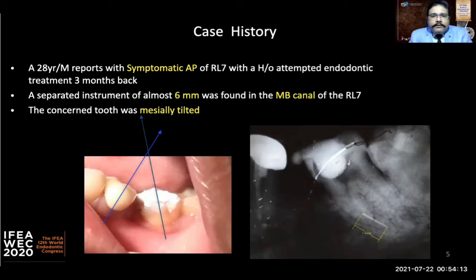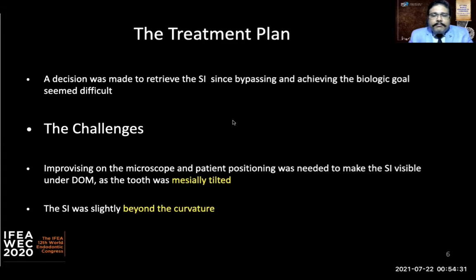Now, in the radiograph, it was seen that a file had fractured in the mesial root. Later, in clinical examination, we came to know that it was in the MB canal, and there was an exceedingly mesial tilt of the tooth that can be appreciated here in the clinical picture and also radiographically. The treatment plan was decided to retrieve the file because bypassing was not successful, and we could see that we couldn't enlarge the canal and bypass the file effectively.